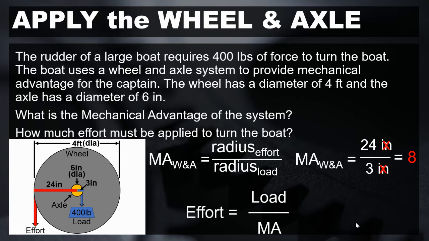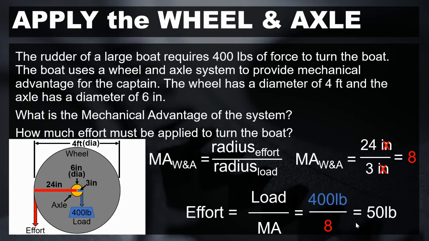We then need to calculate how much effort the captain needs to apply. In this case, we can plug in the variable of 400 pounds as our load to move the rudder. The mechanical advantage we just calculated was 8, and therefore the captain must apply 50 pounds of force to move the wheel in order to move the rudder for this boat.